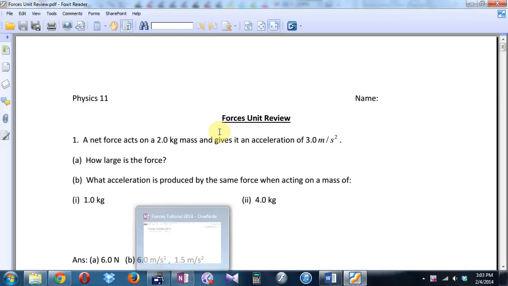So again, the goal is questions from the review. What I'm going to do is if you ask me a question, I'm just going to change the numbers. I'll change the acceleration. I'll change the mass. And I'll walk through how I would do it with those numbers.